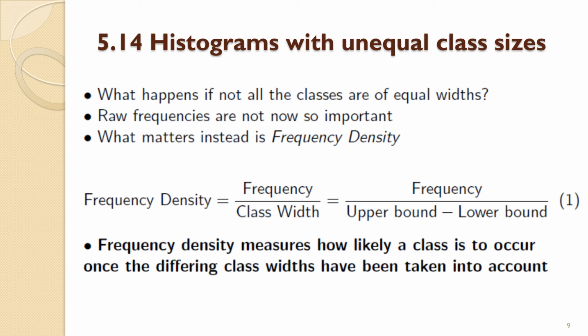Again, the name of the game is communication. The frequency density just measures how likely a class is to occur once the different class widths have been taken into account. By dividing by the width, you necessarily make this adjustment between unequal class sizes. If you've got classes of different widths, frequency isn't necessarily a natural way, or the best way, to compare them, unless you take into account the different class widths using this notion of frequency density.